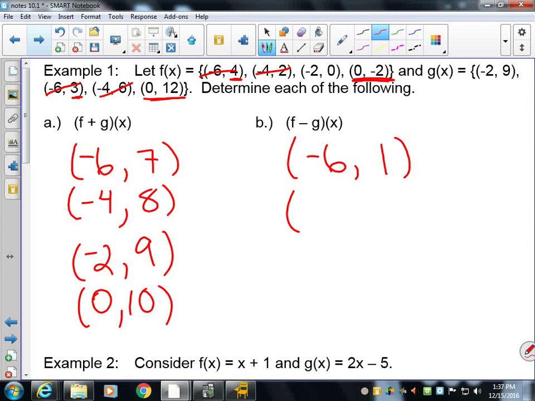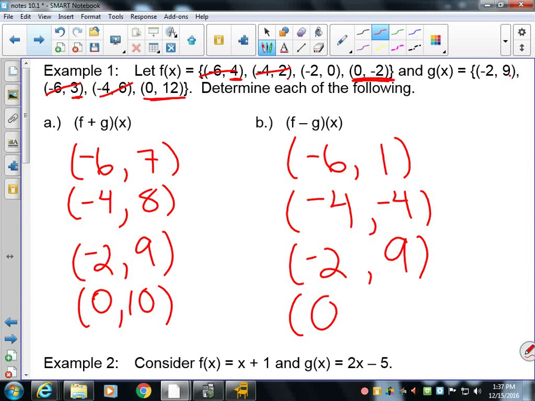Okay? So negative 4, the f is 2. So 2 minus 6 is negative 4. Our negative 2 values, our f of negative 2 is 0. 0 minus 9 is negative 9. And then our 0 values, we're at negative 2, and we're subtracting 12 to get us negative 14.